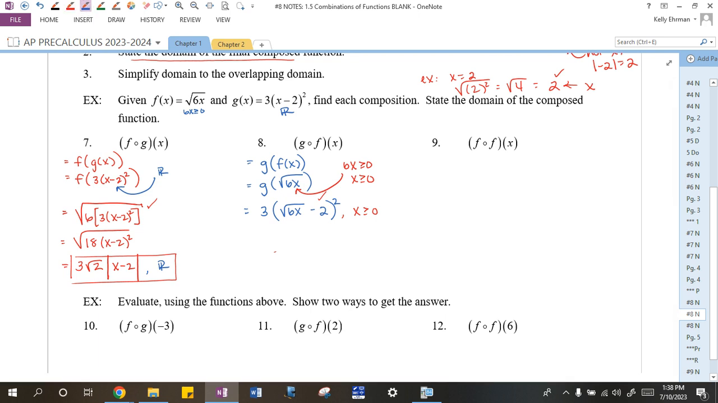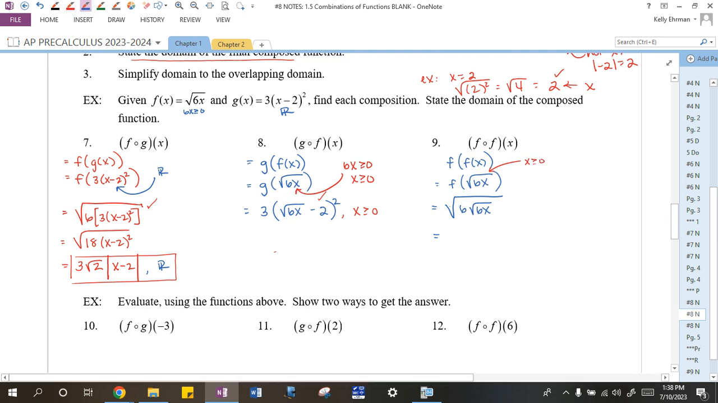You can also compose a function with itself. So f composed with f of x means f of f of x. That means f of the square root of 6x. And careful with this, that means the square root of 6, instead of x, we're putting in the square root of 6x. So that looks really weird. I would like to switch to exponents to try to simplify this, because a square root and a square root looks very strange. By the way, x greater than or equal to 0 so far.